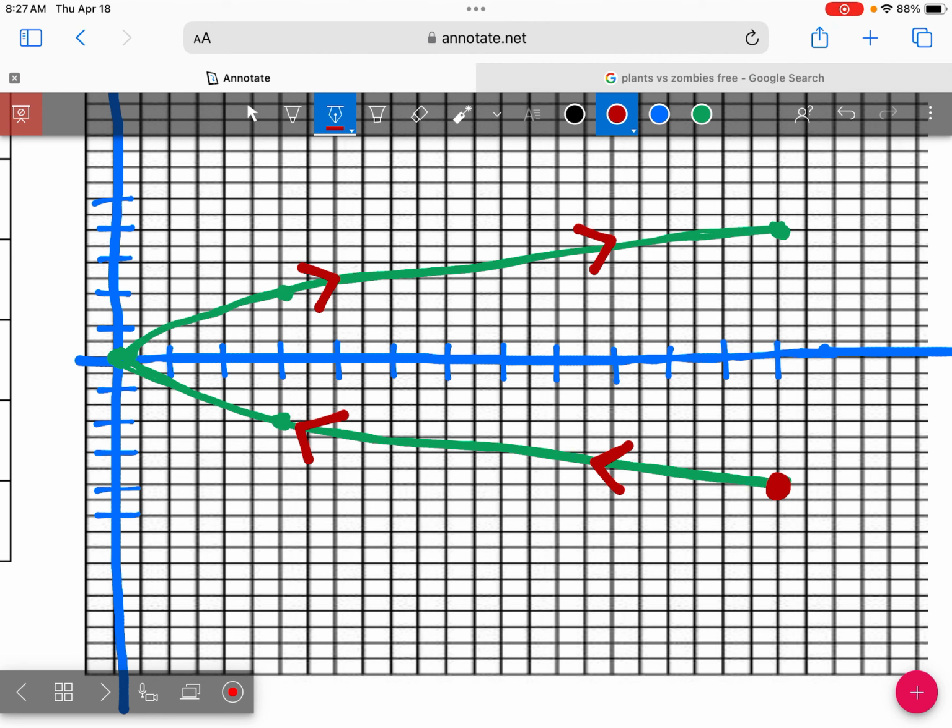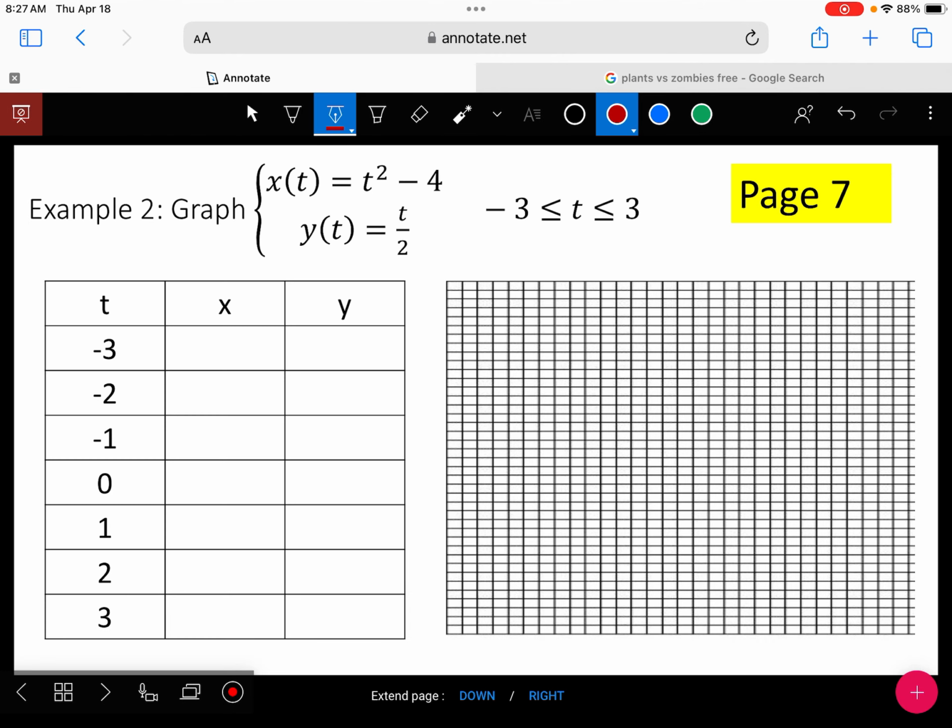All right, does anyone need more time with this first question? Are we ready to start creating our table for the second question? All right, what is our interval for t for the second question? For example 2, what is our interval for t? -3 to 3. So let's go ahead and start making your table. So now we're going to have 14 points. So go ahead, create your table, starting at -3 and going to +3.